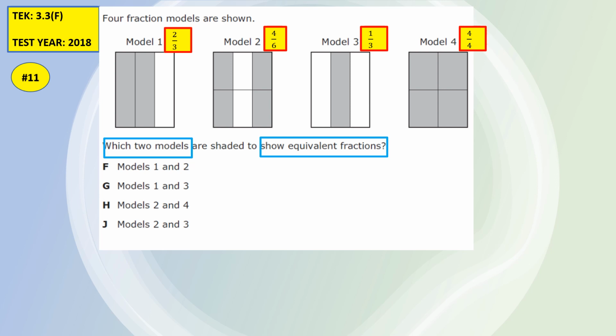And we're looking for the 2 models that are the same. Look at model 2. What if we chop model 2 in half and only paid attention to the top half? Then what would be the fraction? 2/3. What other model is equal to 2/3? Model 1. So that means that models 1 and 2 are equivalent. And F is our answer.